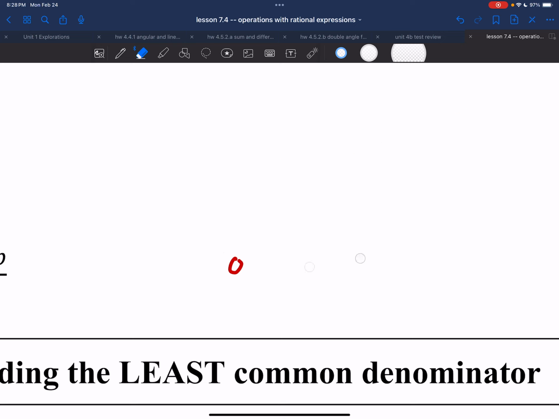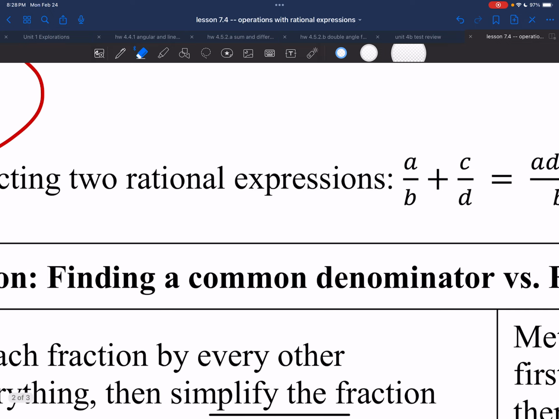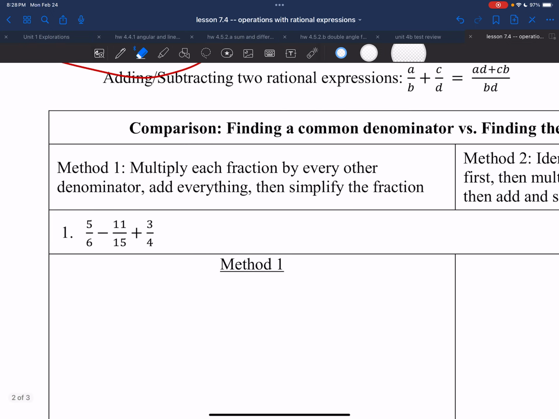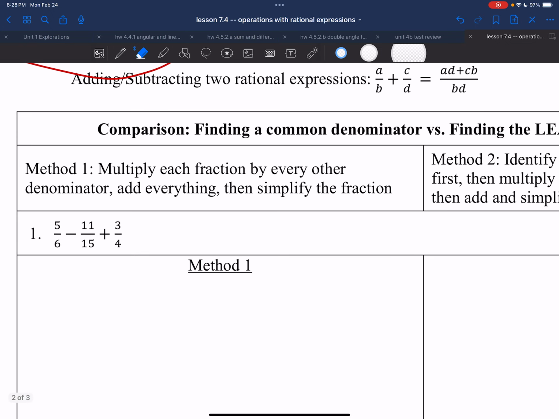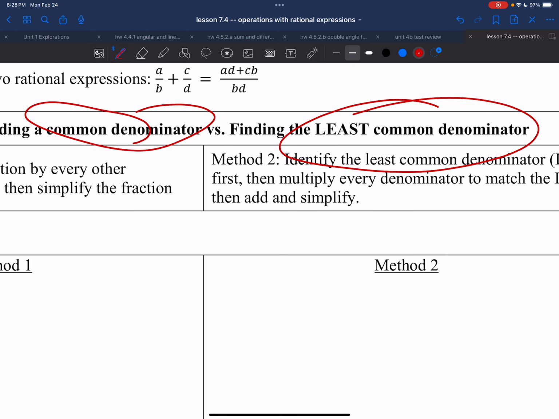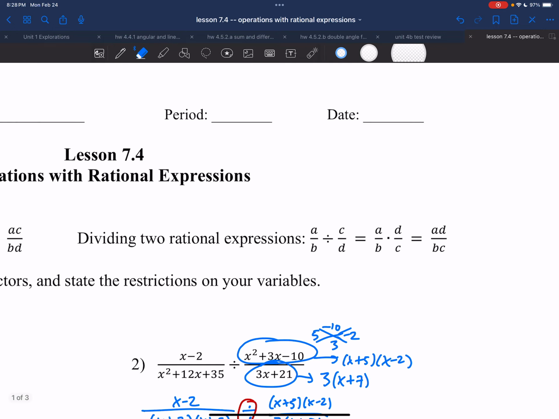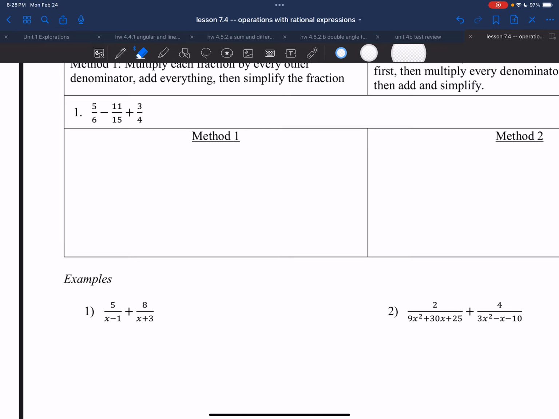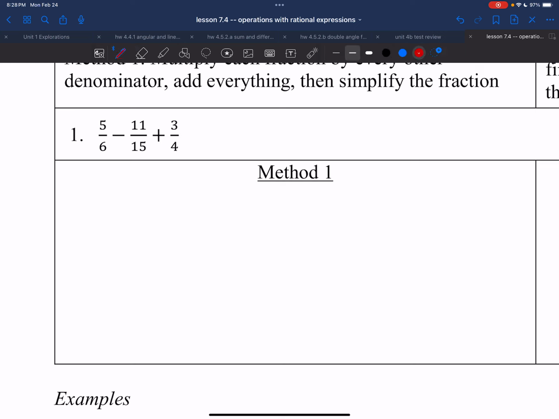I want to talk about one more example about fractions before getting to the algebra, and that is a comparison. Finding a common denominator versus finding what's called a least common denominator. And trust me, you're going to want to find the least common denominator. So here's an example that will illustrate one more time what we just were talking about. 5/6 minus 11/15 plus 3/4, right?